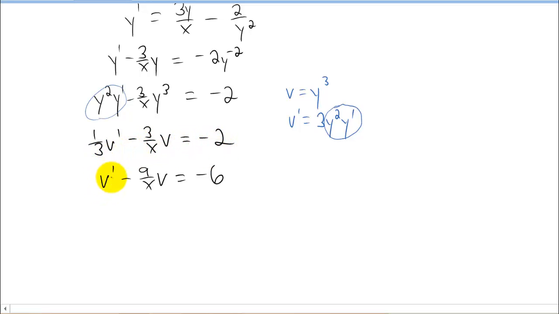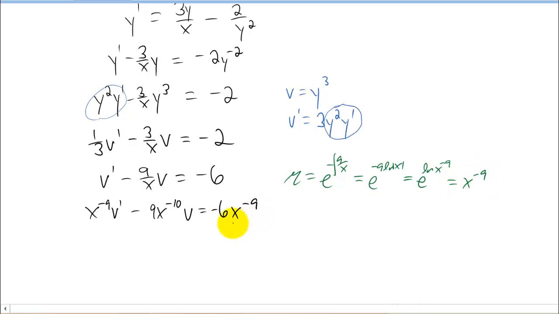That means we have to get this v prime term by itself by multiplying through by 3. And we get an integrating factor that's x to the negative 9th power. Now there would be some absolute values on this, but let's see if that integrating factor without the absolute values actually works for this DE. Multiply the DE through by the integrating factor, and the left-hand side should turn into, again, a derivative of the integrating factor and the dependent variable.